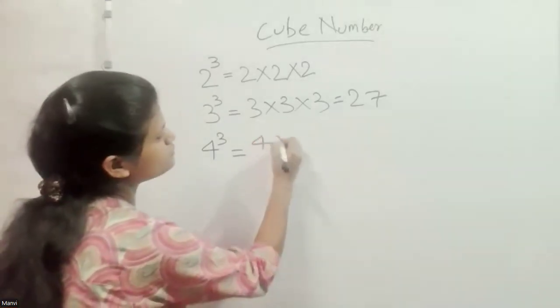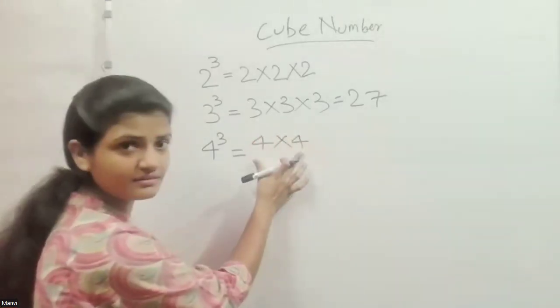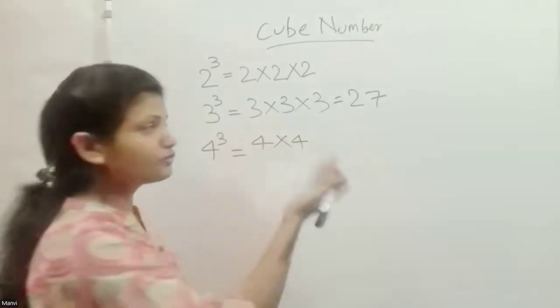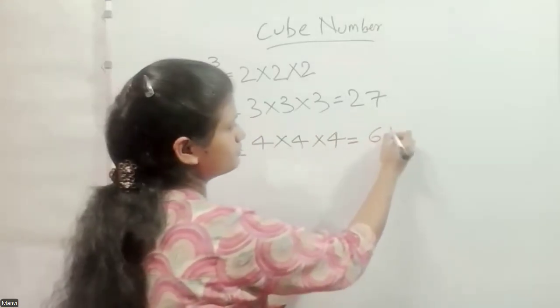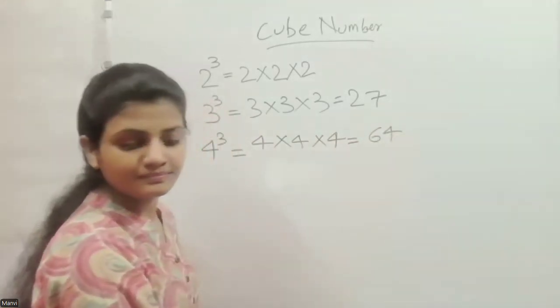Because 4 times 4 is 16, right? And if we multiply 16 with 4, then we get 64. Okay?